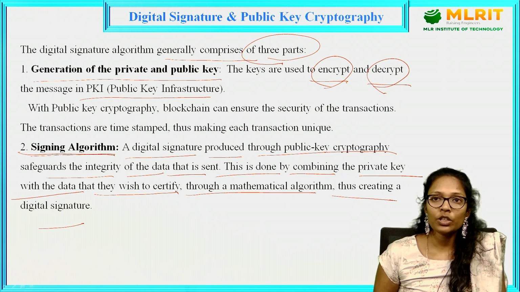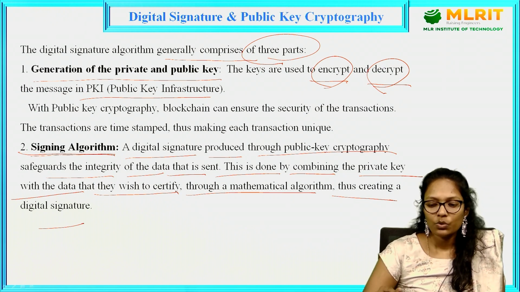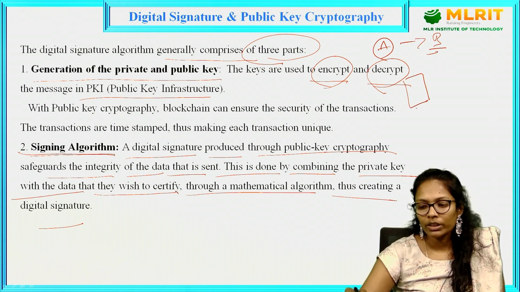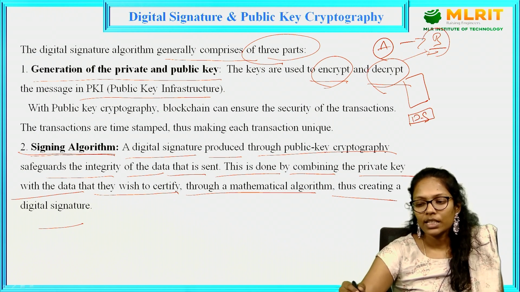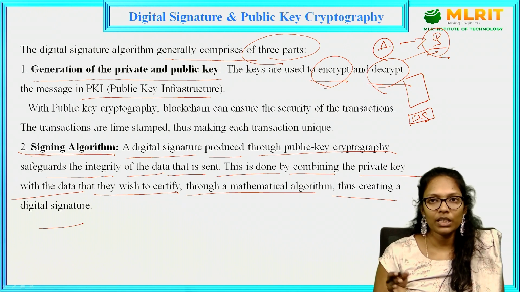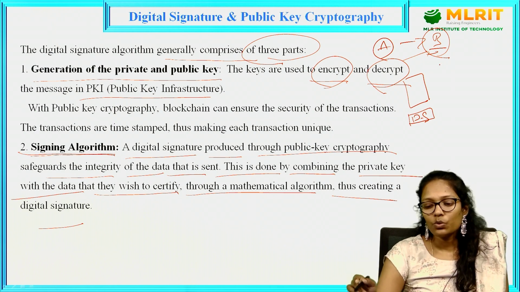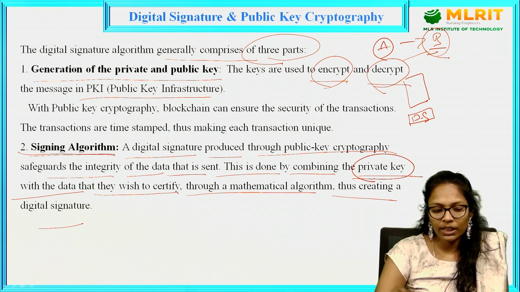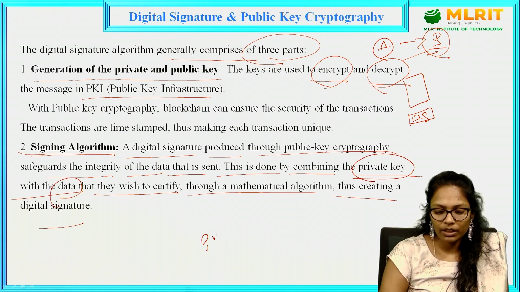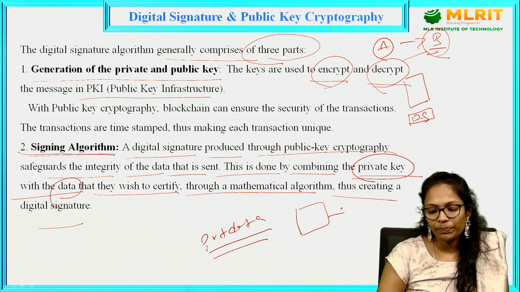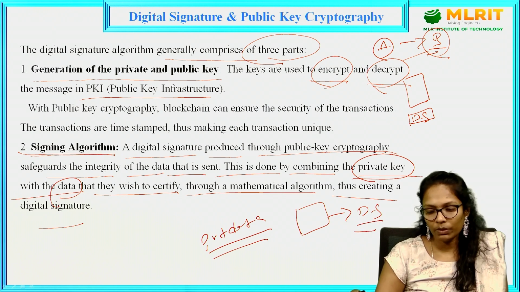That digital signature you are attaching with the original message. So if A wants to send some message to B, A will send that message, and along with that, he will also send the digital signature. By seeing this digital signature, B will understand, okay, this message I am getting from a genuine person A. Why? Because he is also attaching the digital signature. Then how will this digital signature be generated? It will be generated by combining the private key with the data. So the private key plus the data, by applying some mathematical algorithm, will generate the digital signature. That we will see now.